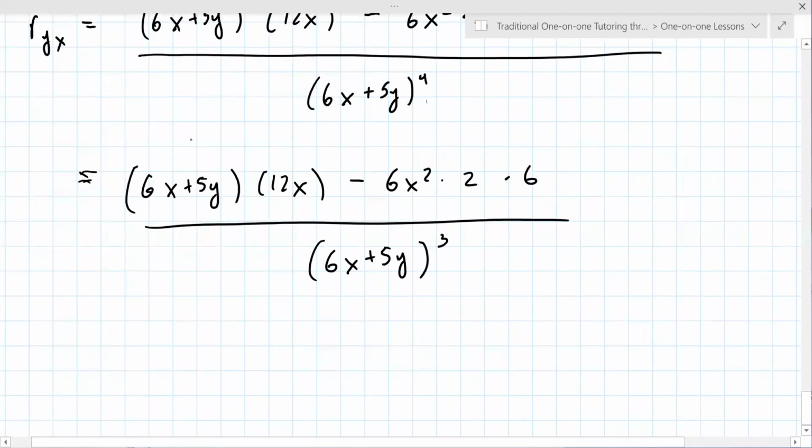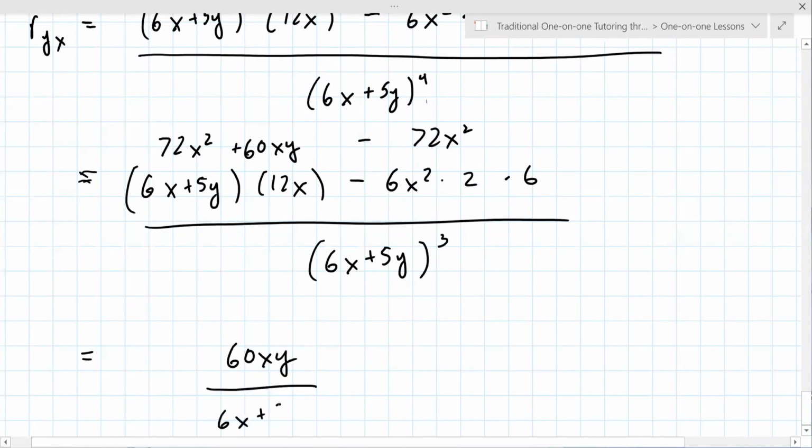So now we've got to distribute in. Okay, so that gives you 72x squared plus 60xy minus 72x squared. So notice how we have some cancellations again. And you get 60xy over 6x plus 5y to the power of 3. Yes, it's a lot easier for me to understand. Yeah, a lot easier to enter also. I mean, more mistakes are probably made entering answers than a lot of other things.